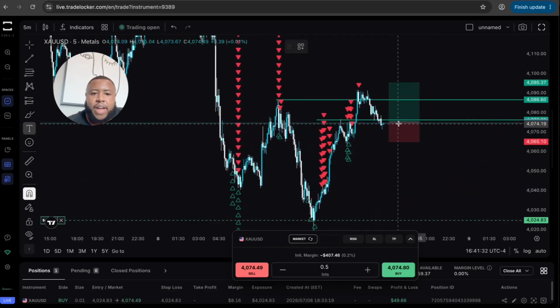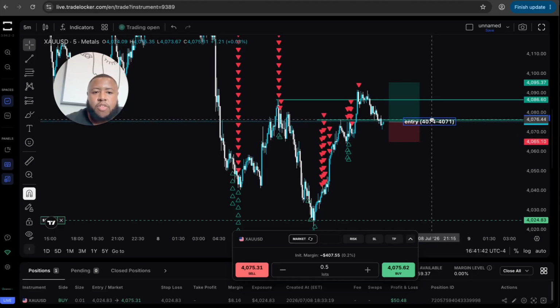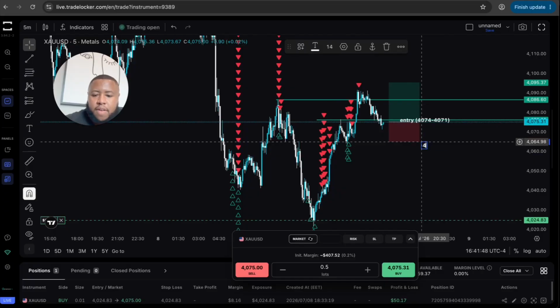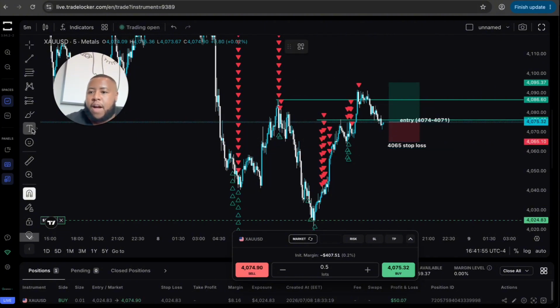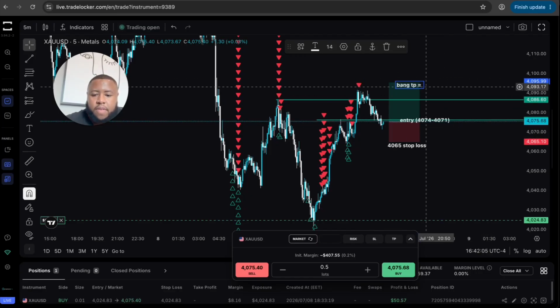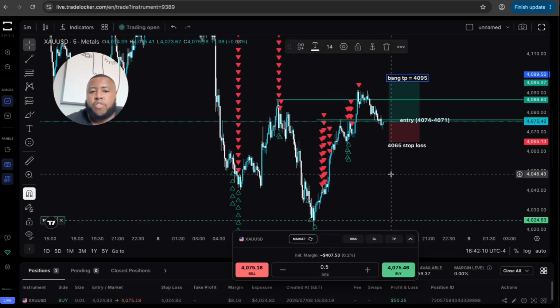So at this area right here, this would be my entry. And sometimes the entry may be, let's say, 4074 to 4071, right? Because the market's moving when we're sending the trade. Your stop loss, which is this number right here, 4065. And then we have our parameters aiming up. So our TP, right, which would be here, would be 4095. Right? This is the full completion of the trade.